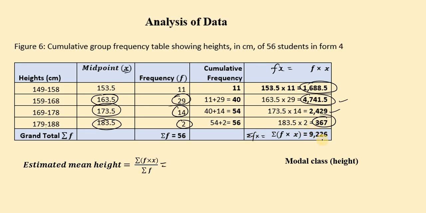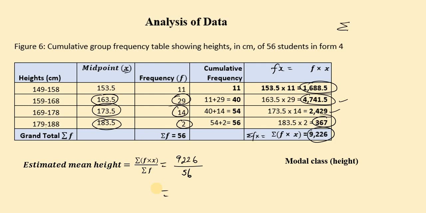So now what is this number here though? This says the summation of. This Greek symbol, we tend to use to mean summation. So we add in the result of F times X, each of them, and we have the sum, which is 9,226. So for the estimated mean, it's the sum of these values, 9,226, divided by the total frequency, the total number of students, which is 56. And that is what the mean is.